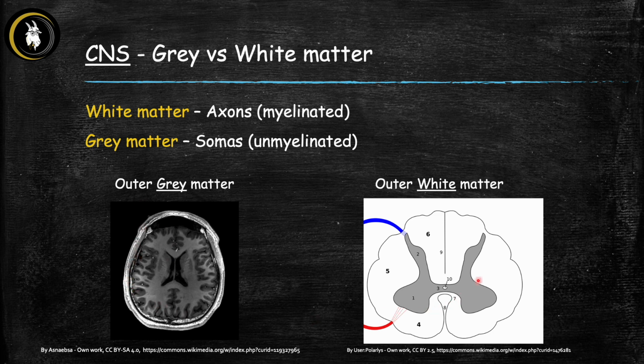The spinal cord, on the other hand, is different. What you can see right here is that the outer part of the spinal cord is all white matter, and then the gray matter is distributed internally in the shape of the letter H. So the key difference is that in the brain, you have outer gray matter, also known as cortical gray matter, whereas in the spinal cord, the outer portion is white matter. The gray matter is all on the inside.